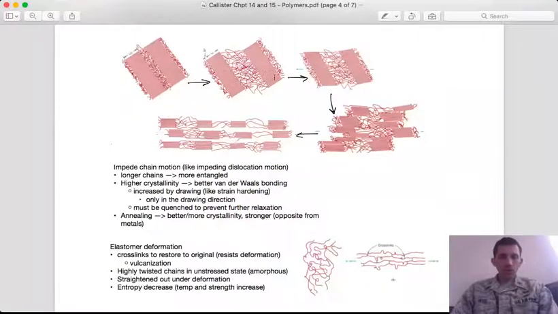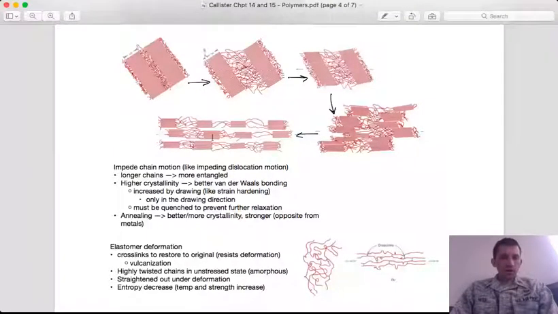And actually, drawing itself can enhance the crystallinity. You can see even the amorphous regions attain a degree of alignment as they are drawn, and you get more likeness of crystal direction and orientation as you draw. So you're kind of increasing the crystalline behavior, but only in the direction that you're applying the force, only the direction that you're drawing it.